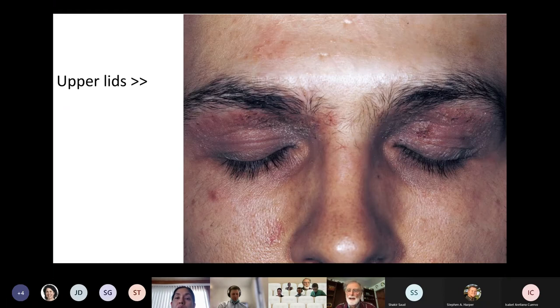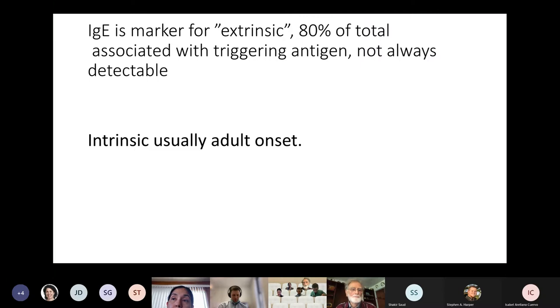The eyes are also a target, particularly the upper lids. You cannot use steroids around the eye. Here's where topical tacrolimus has really helped us out in recent decades. So IgE is a marker for extrinsic atopic dermatitis. There is an intrinsic, but it usually doesn't come until adulthood, and it's a minority. The vast majority, 80%, IgE can be a marker.